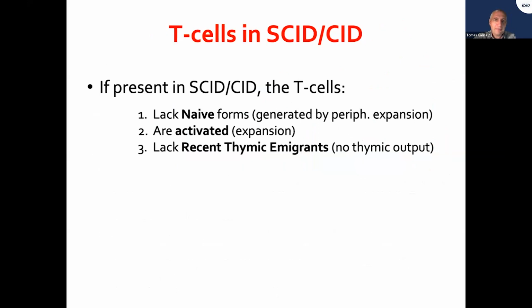The typical findings in SCID or CID, if there are some T cells present, are that they lack the naive forms, because all the T cells present are generated by peripheral expansion. They are activated because there is the expansion going on, and they also lack the finer population of naive T cells that are called recent thymic emigrants, which is a sign of absent thymic output.